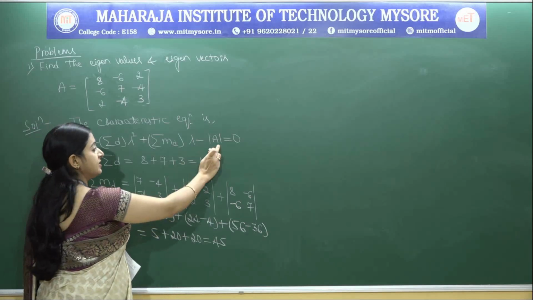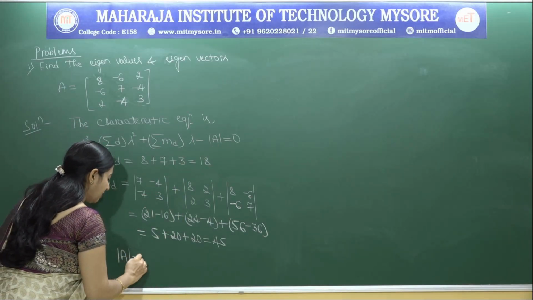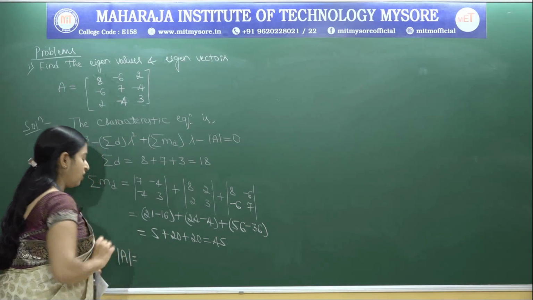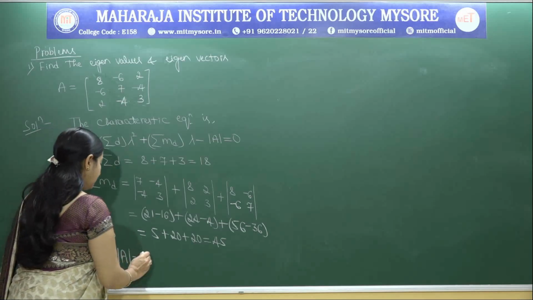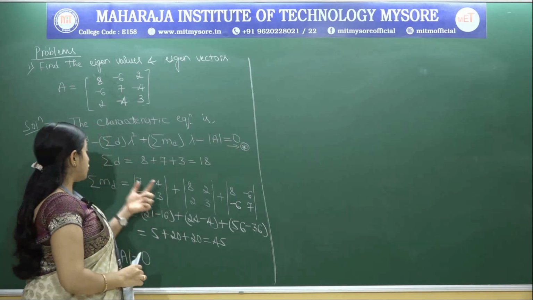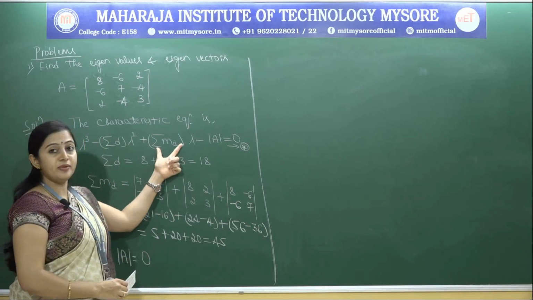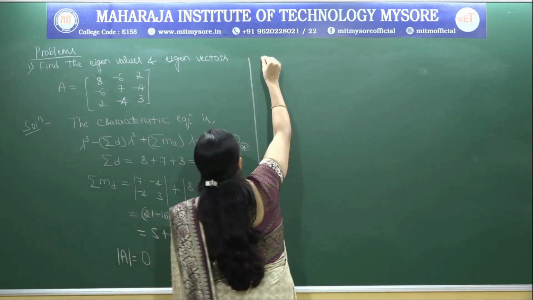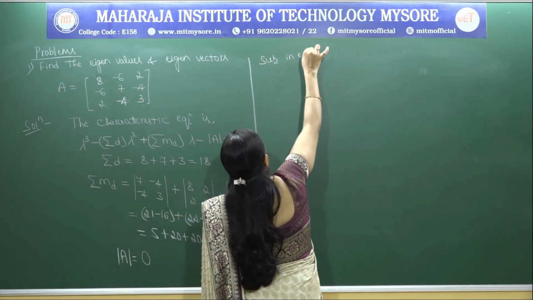Then the third one is the determinant of A. So find the determinant to the given square matrix of order 3 cross 3 using your calculator. You will get the determinant of A equals 0. Next, substitute the summation of D, summation of MD and the determinant into the equation star.